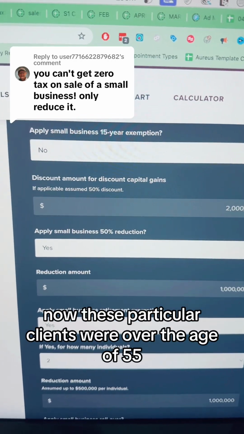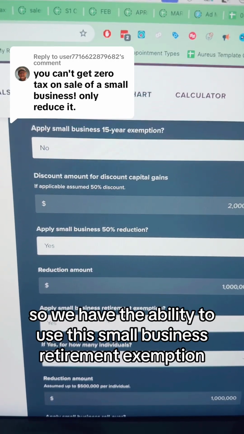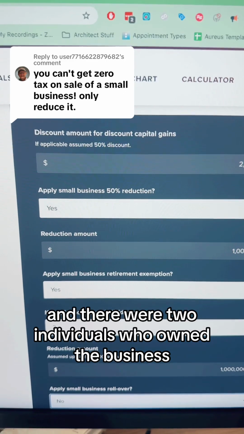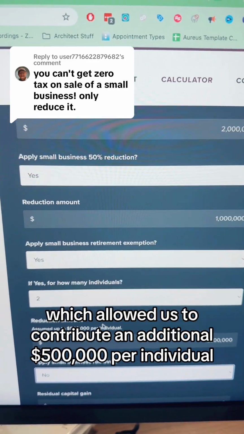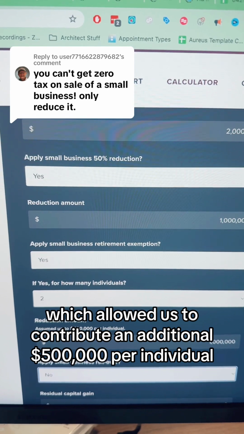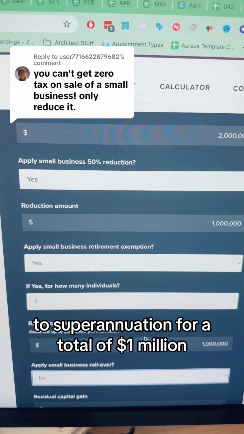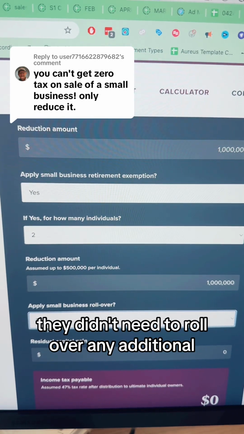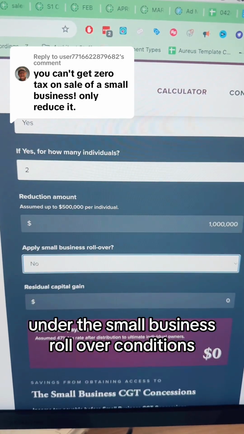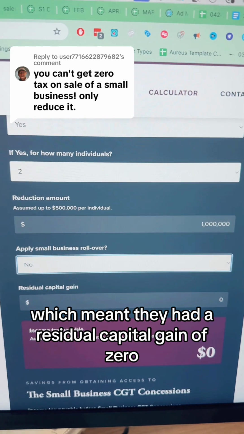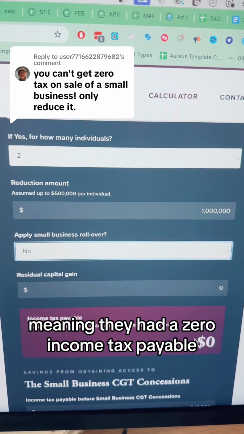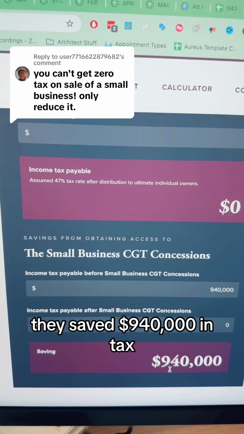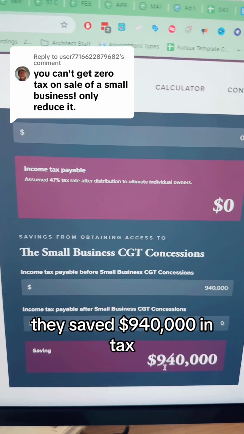Now, these particular clients were over the age of 55, so we had the ability to use the small business retirement exemption. And there were 2 individuals who owned the business, which allowed us to contribute an additional $500,000 per individual to superannuation for a total of $1 million. They didn't need to roll over any additional under the small business rollover concessions, which meant that they had a residual capital gain of 0, meaning they had 0 income tax payable. This means that as a result of these concessions, they saved $940,000 in tax.